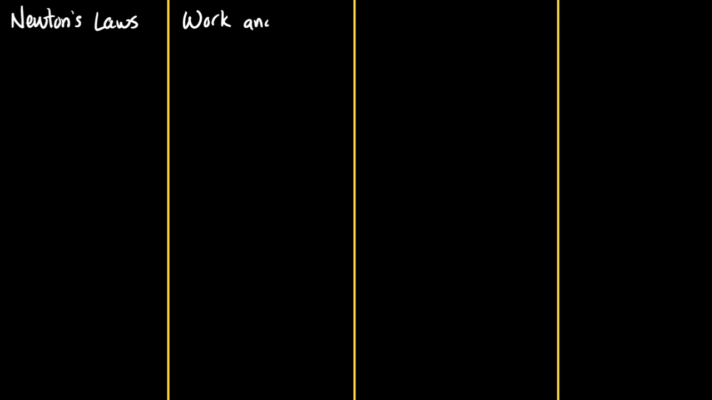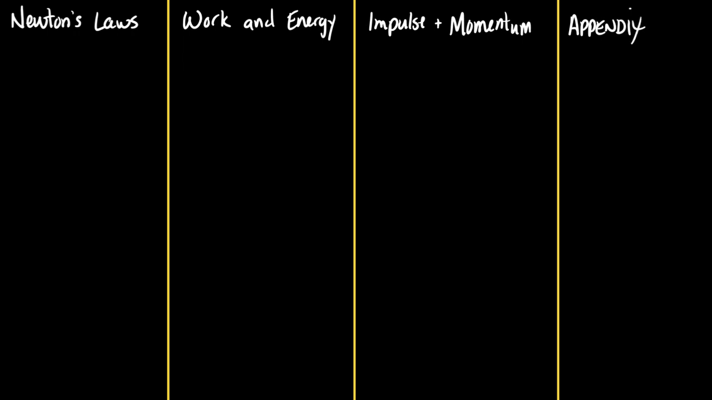Work and energy, impulse and momentum, and then appendix. Appendix is going to store all the stuff that is ancillary to the main topics, but these were the main topics. And although we have 7 units, many of the units repeat. So like all of rotational motion repeats Newton's laws, work and energy, impulse and momentum.